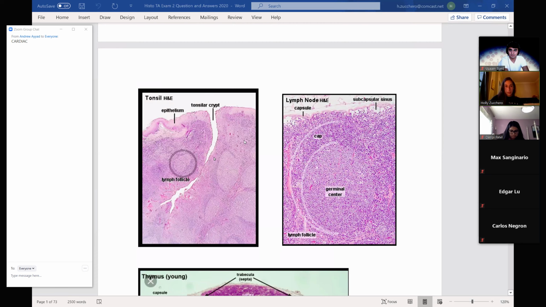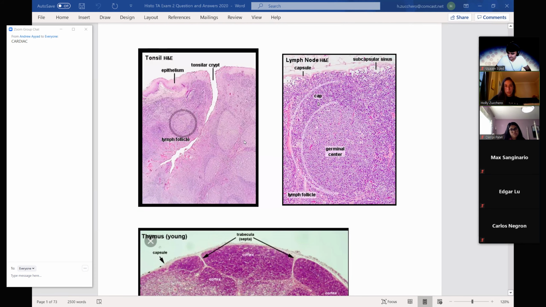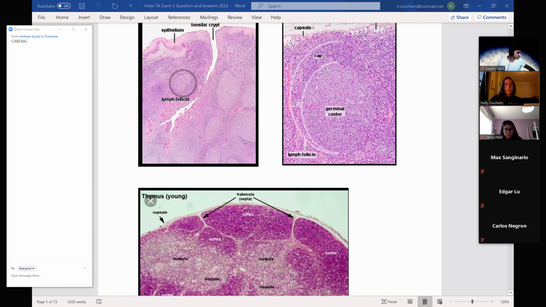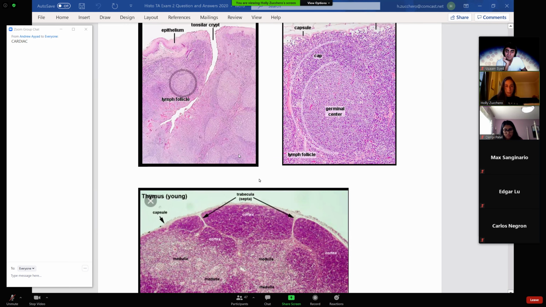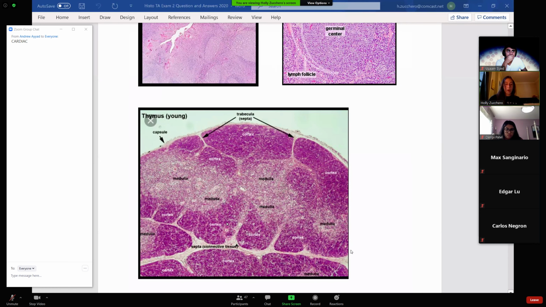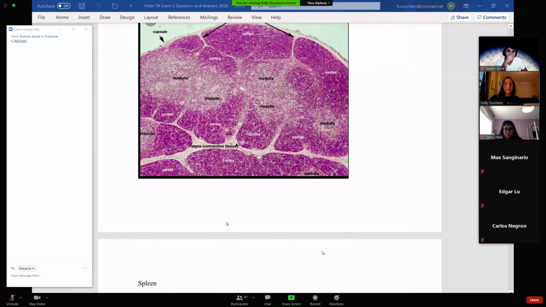So this would be a tonsil. And here is a lymph node. You can see the subcapsular sinus of the lymph node, the germinal center, the follicles. Just be able to differentiate these. And if Dr. Muscella went over these this morning in her review, I would be sure to go over all the pictures that she went over. I always thought that her reviews were probably the most helpful when it came to the pictures.